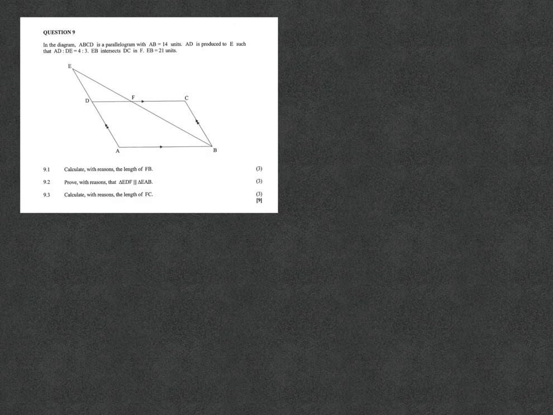Question 9. Okay, on to the similarity and prop theorem. So 9.1. In the diagram, ABCD is a parallelogram, very important, with AB equaling 14 units. So let's put our information in. That's 14. AD is produced to E such that AD to DE has a ratio of 4:3. EB intersects DC in F, and EB is equal to 21 units. So this whole thing here is 21.